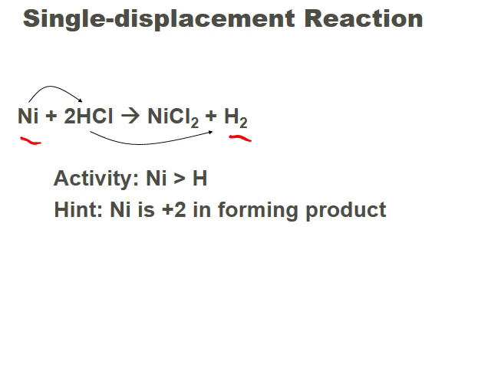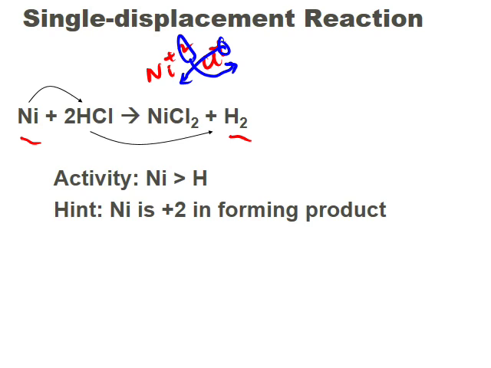Nickel takes the place of hydrogen, and why is the formula NiCl2? Because nickel has oxidation number of +2. So when it combines with Cl-1, as we all know, this 2 goes down to the bottom of Cl, and 1 goes down to the bottom of nickel. So that's how you predict the product of the reaction.